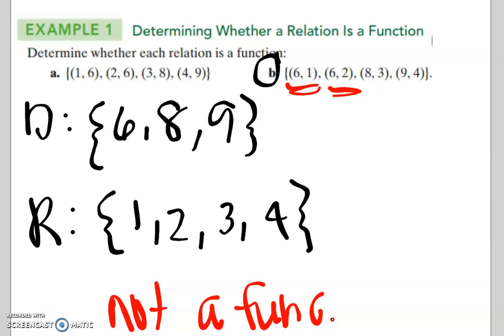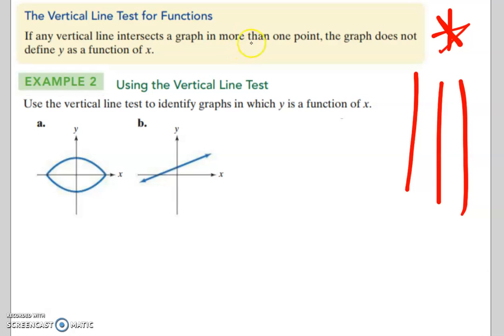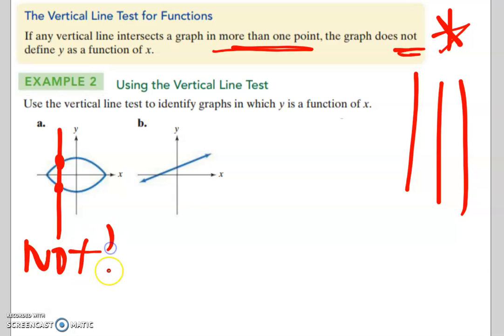There's also a way to determine functions or not functions based on looking at a graph, okay? And this is super important, and it's called the vertical line test. If we draw vertical lines through a graph and it intersects in more than one point, then it is not a function. Okay, so let's look at A here. If I draw a vertical line, it is intersecting that graph in 2 places. So it is not a function. And think about it, right? There's that x value right here. This x value has 2 y values. So that's exactly proving the definition of a function wrong.